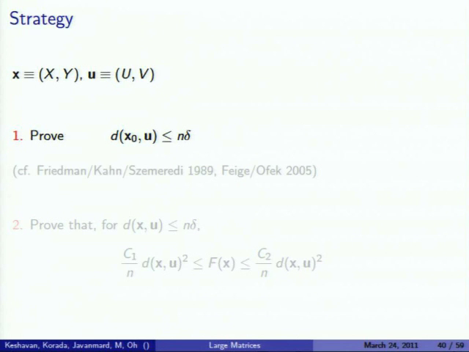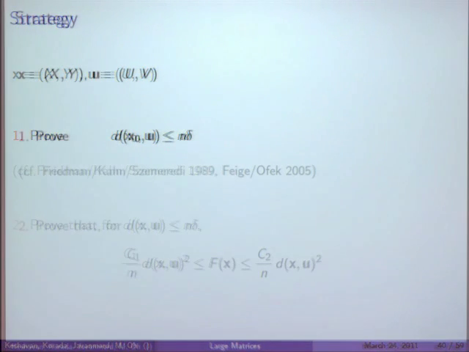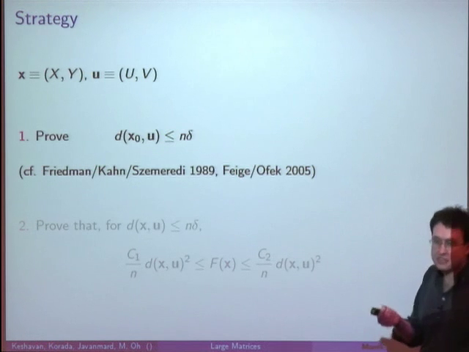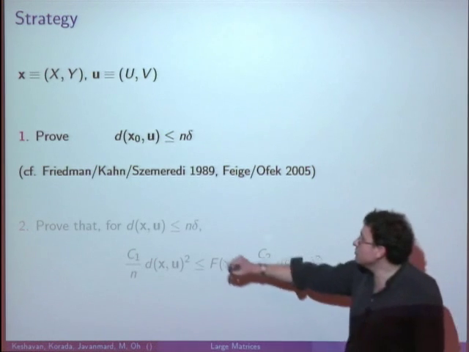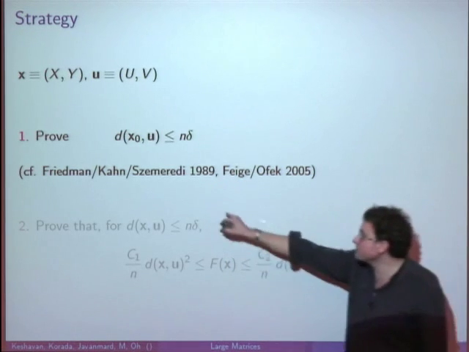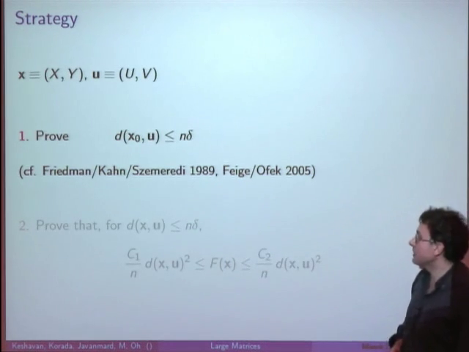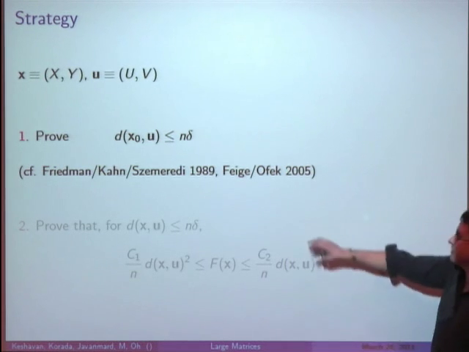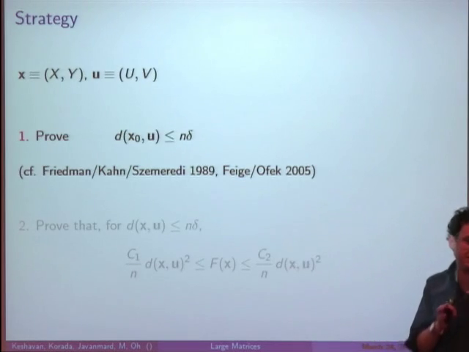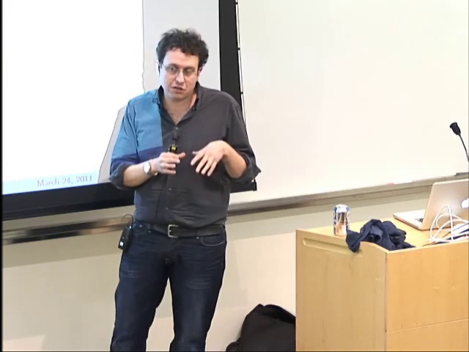So what is the strategy of this proof that we had? It is the following. First, you prove that the singular value decomposition is not too bad. This is the first theorem, and the way we do it, we use a technique that people used in random graph theory. This originally dates back, I think, to Friedman, Kahn, Szemerédi, and Feige and Ofek. What Feige and Ofek did is that they took a random G(n,p) graph with p equal to constant over n.